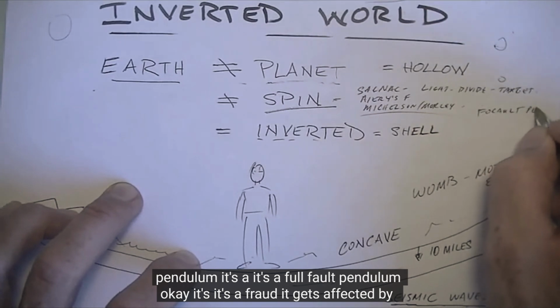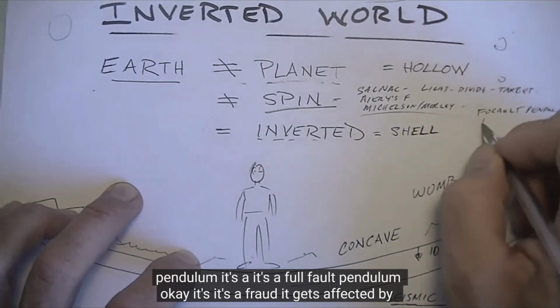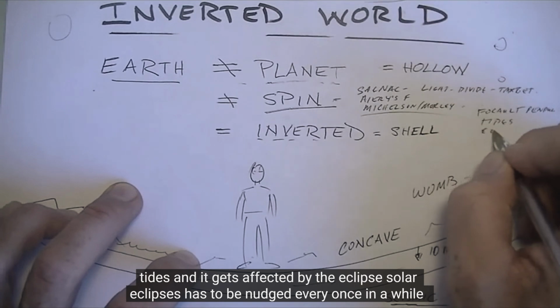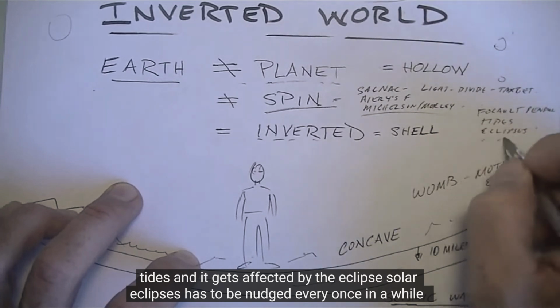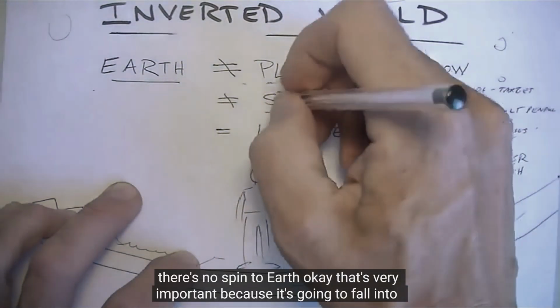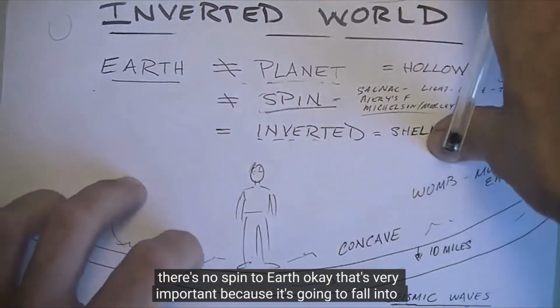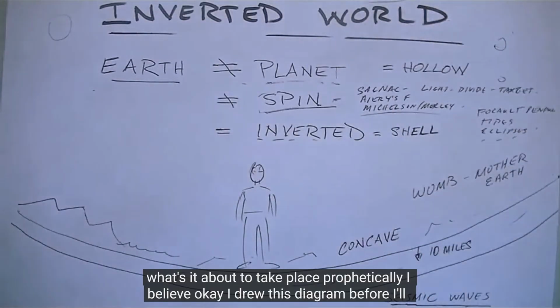Okay, it's a fraud. It gets affected by tides, and it gets affected by solar eclipses. It has to be nudged every once in a while. There's no spin to Earth. Okay, that's very important because it's going to fall into what's about to take place prophetically, I believe.